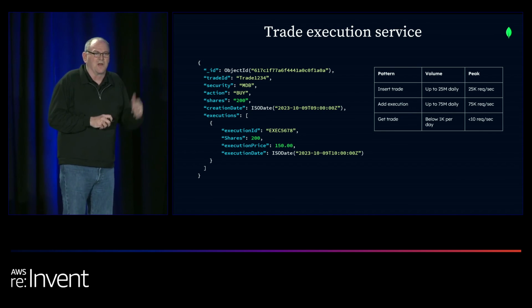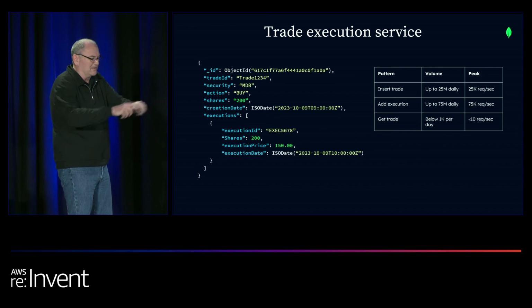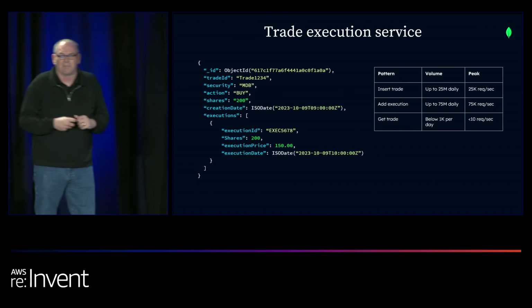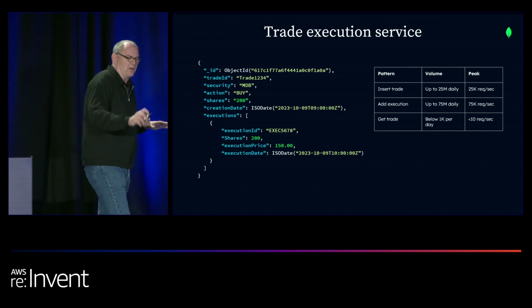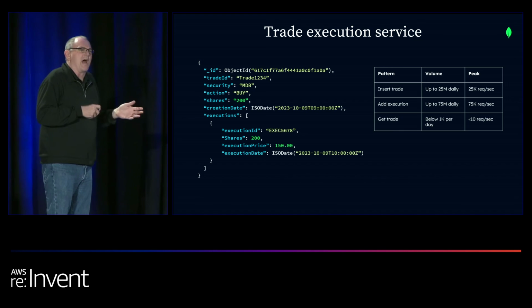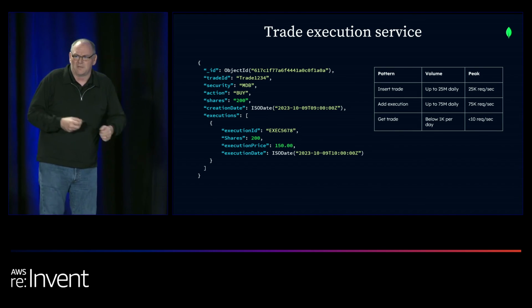This is like customers calling, why is my trade not executed? Let me go get the trades and executions from the system and see what's happening here. Kind of forensic analysis, whatnot. And that's below 1,000 per day. But the big problem with this workload was that they were telling us it's too slow. MongoDB is too slow for this workload.